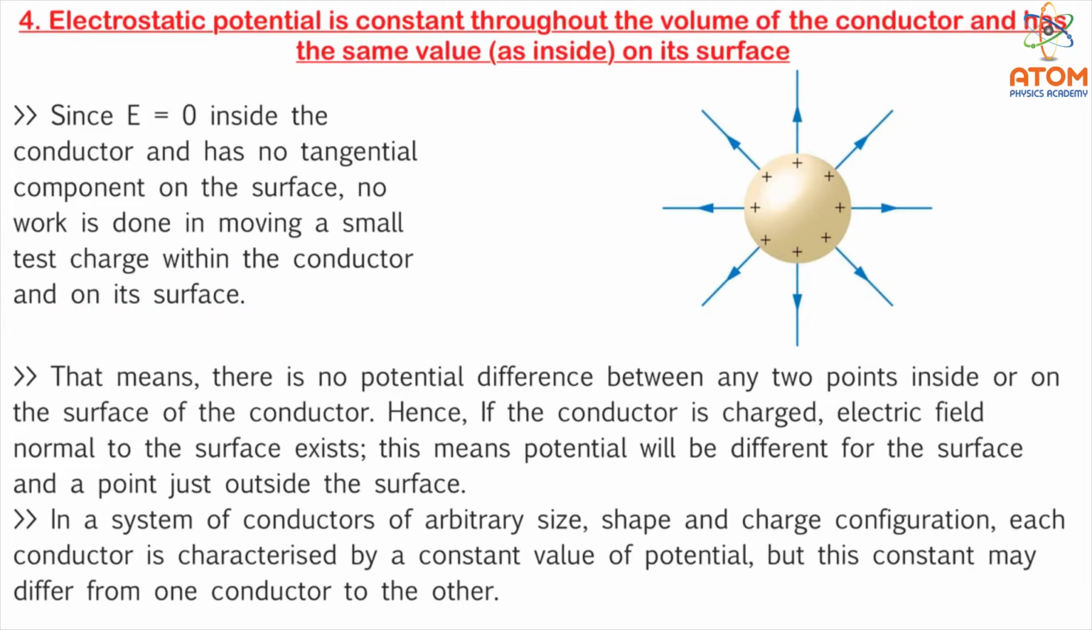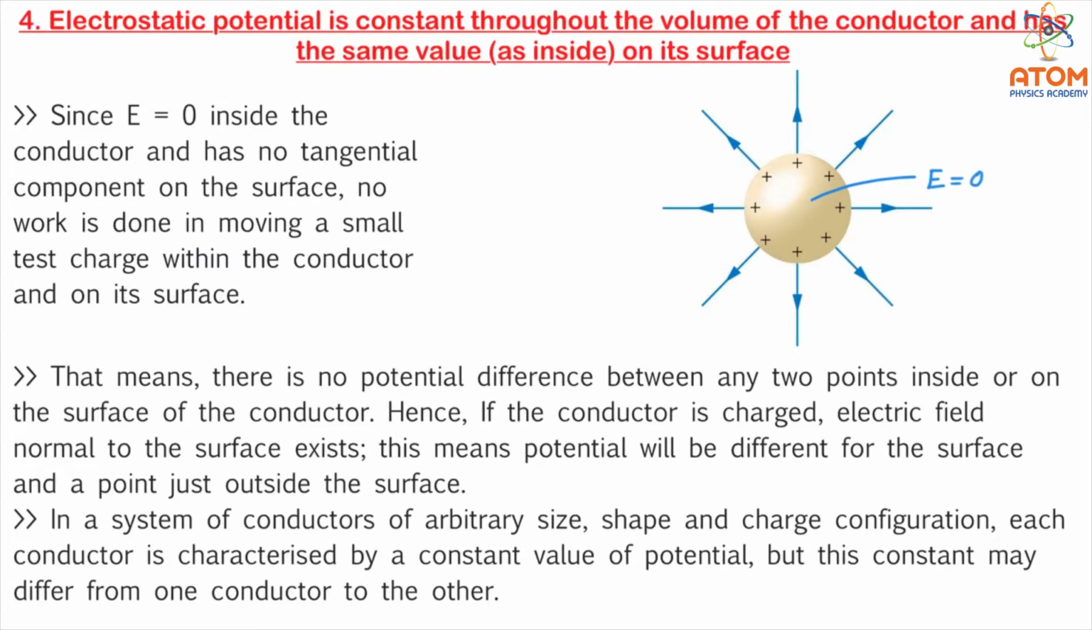Let me show here. This is a charged conductor and we have already proved that electric field inside this conductor is always 0. Now from this we can say that as electric field is 0 everywhere, the potential will be the same everywhere, because when electric field is 0, there is no work to be done for moving any test charge inside this sphere. So we can say the potential will be the same, meaning it will be constant.